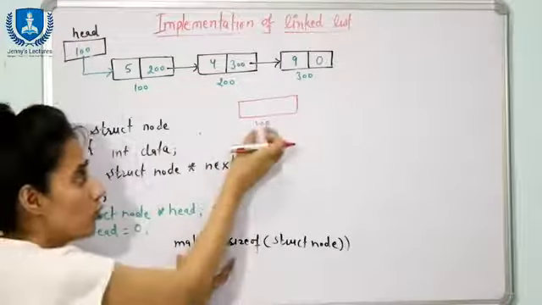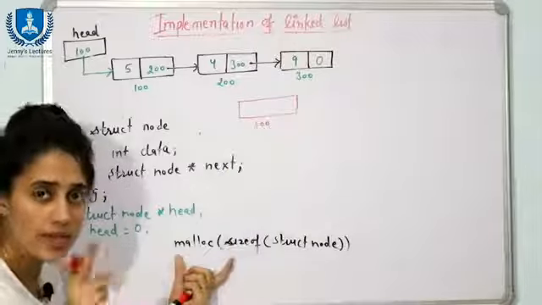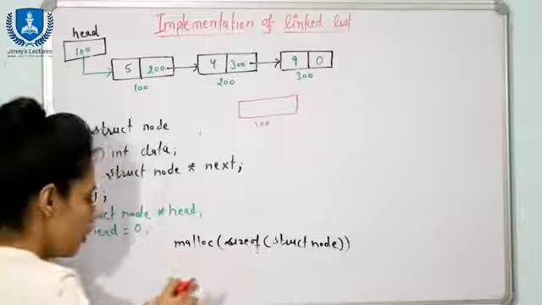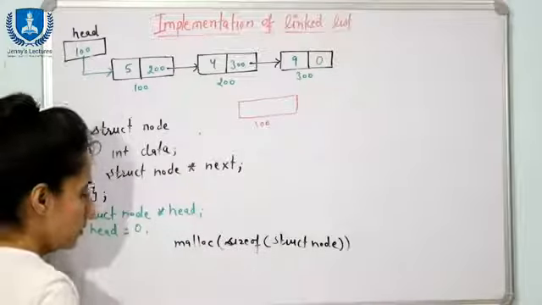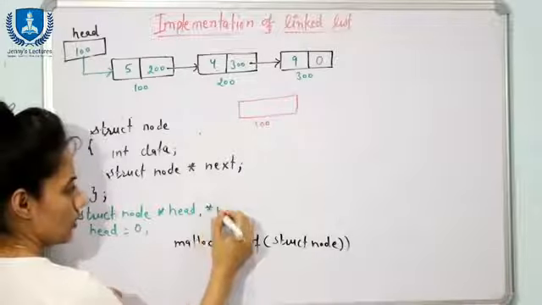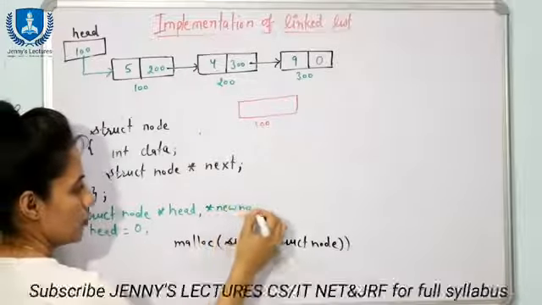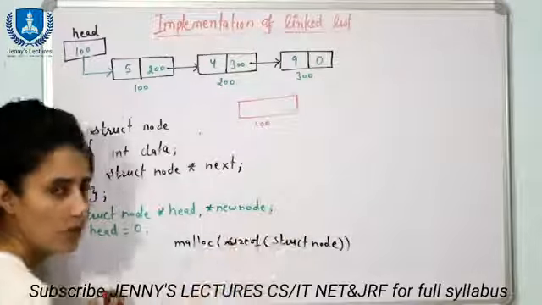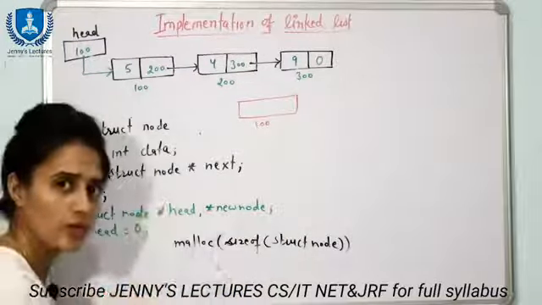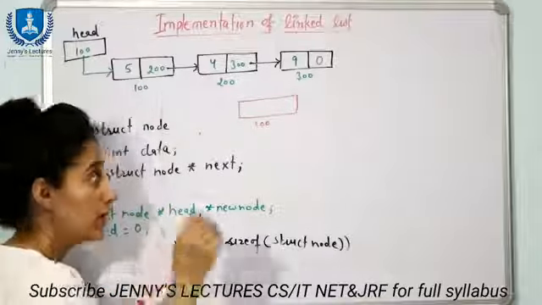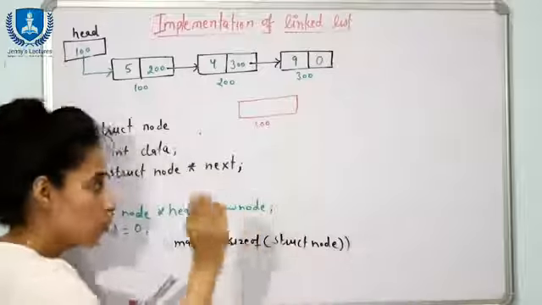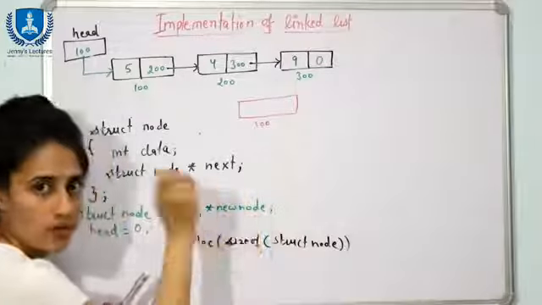Now we are going to store this 100. This is the address, so we need a pointer variable to store this. Fine. So we have to create another pointer variable, here we are going to create asterisk new node. This is another pointer variable. One is head and one is new node. Whenever we create a new node, we are going to take this one. The address of that node we are going to store in this pointer variable.